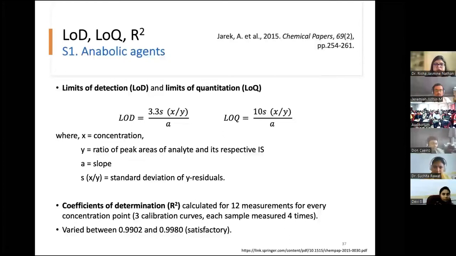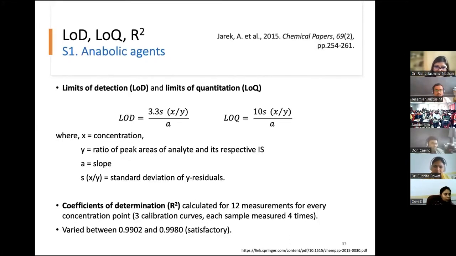Now, we already know that these have standard values, and we use the ratio of the X values and the Y values, and we divide it by the slope. Okay, and we multiply it by a multiplication factor to get the LOD and LOQ for that method. Now, this is all theoretical, which you must already have learned while doing your instrumentation and method validation. So I'm not going to go too much into the detail.